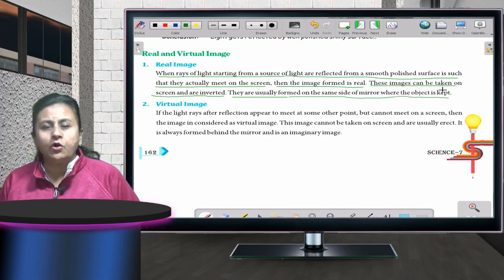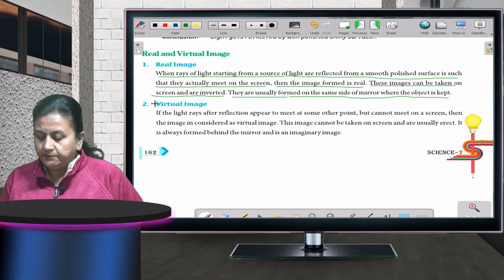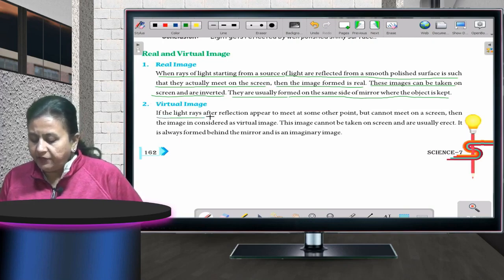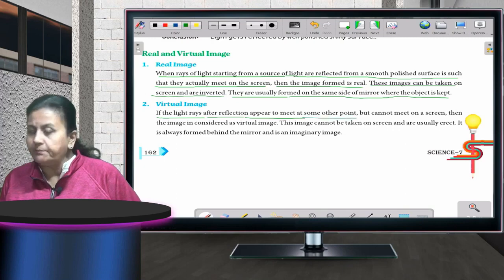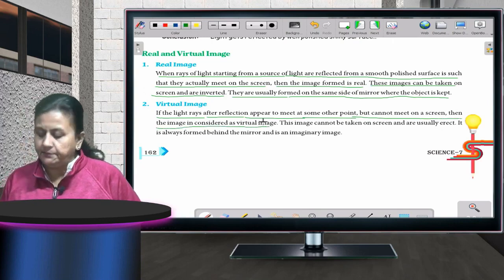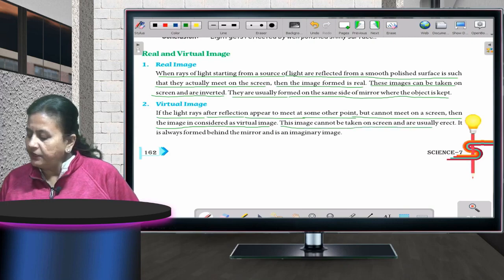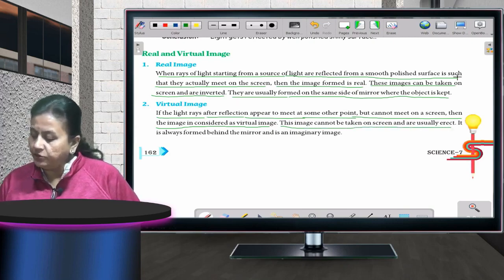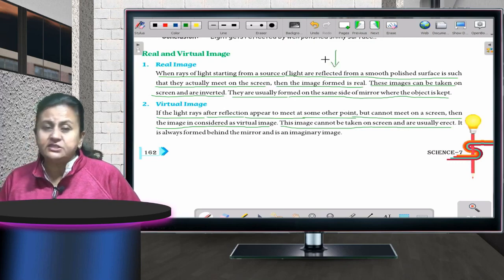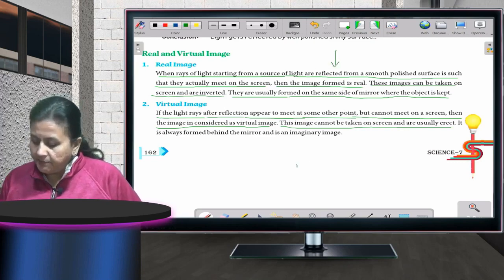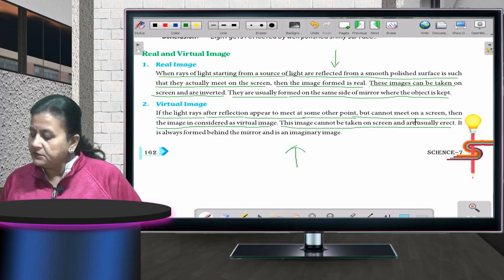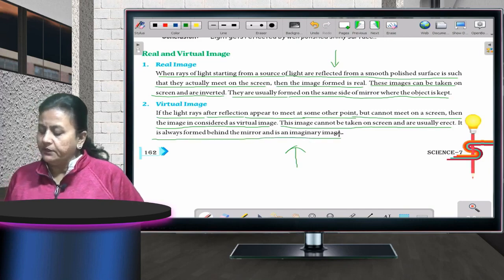On the other hand, the opposite of it is the virtual image. Here the rays do not actually meet, but after reflection they appear to meet at some other point. They cannot meet on a screen, and then the image is considered a virtual image. This image cannot be taken on a screen and is usually erect. I told you the real image is inverted, and here the image formed is upright. It is formed behind the mirror and is an imaginary image.